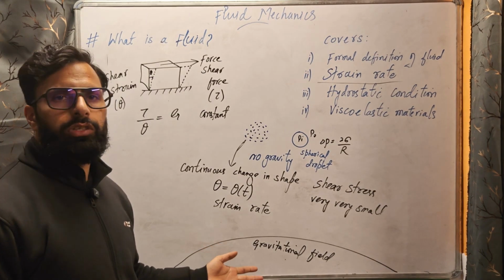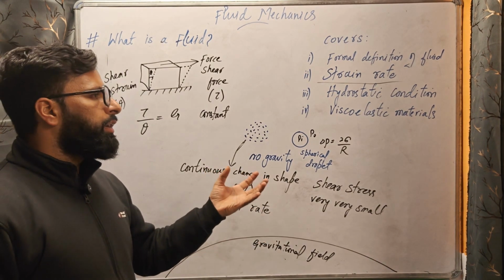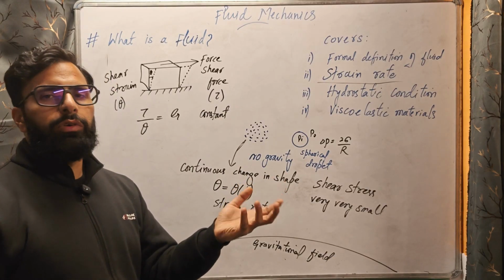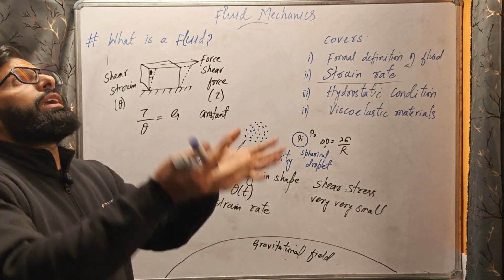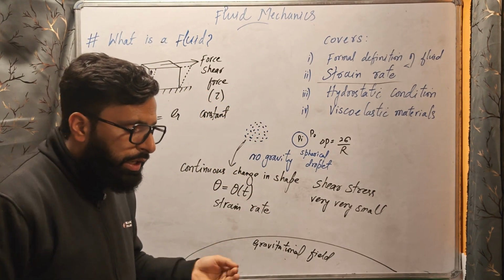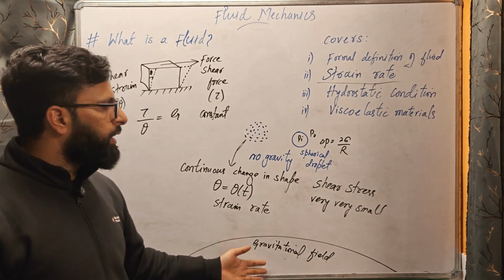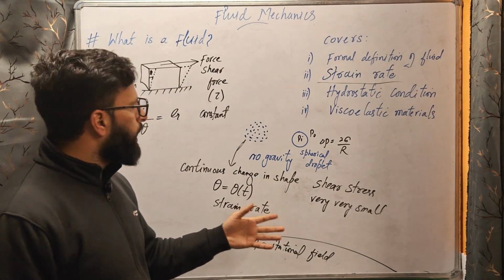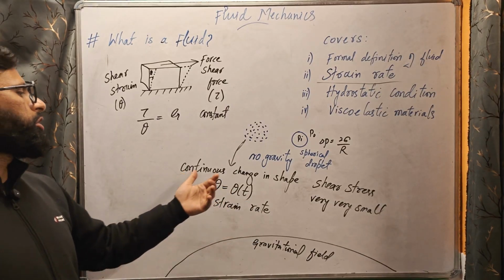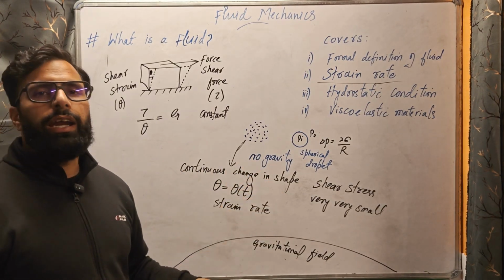Since we know we are in the gravitational field, whether we have some quantity of liquid or some quantity of gas, when we leave it, it will flow. Whether it is gas, it will keep on flowing. Whether it is liquid in hand, it will flow, because there is a gravitational field due to which shear stress is present, and when shear stress is present, shape will change continuously, and we have flow continuously.